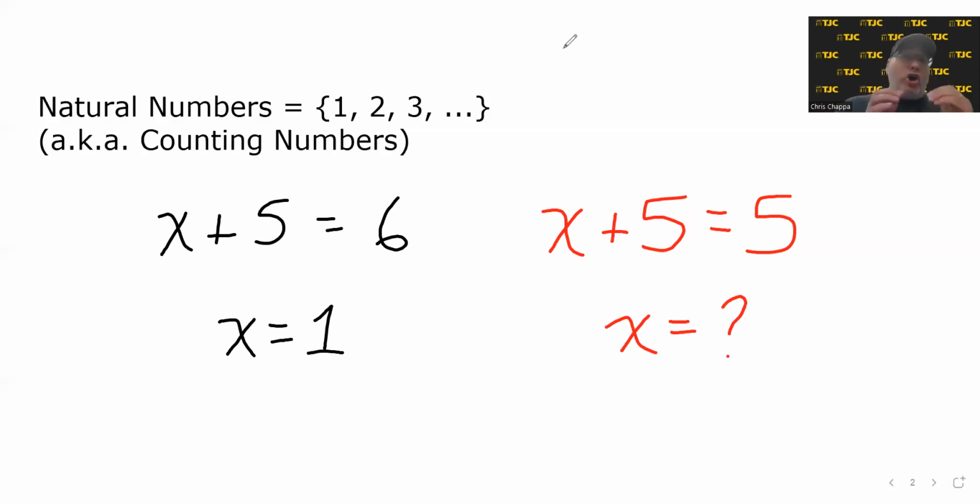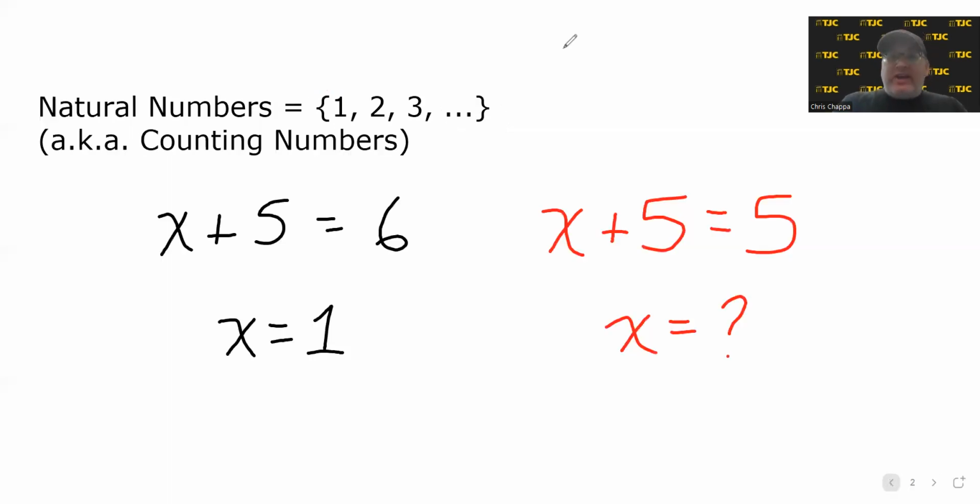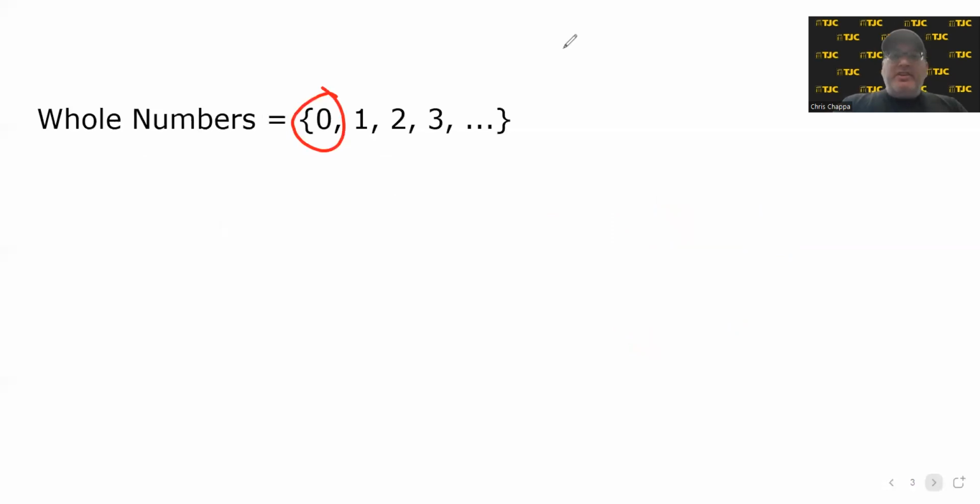So we're going to make a larger set of numbers by including 0 up front. And that set of numbers is called the whole numbers. Now, there's a few ways to remember that the whole numbers include the number 0, whereas the natural numbers do not include the number 0. I'll admit, when I first learned these, I had trouble remembering which was which. But the easiest gimmick is to remember that the word whole contains an O, which kind of looks like the number 0. So the whole numbers include the number 0.